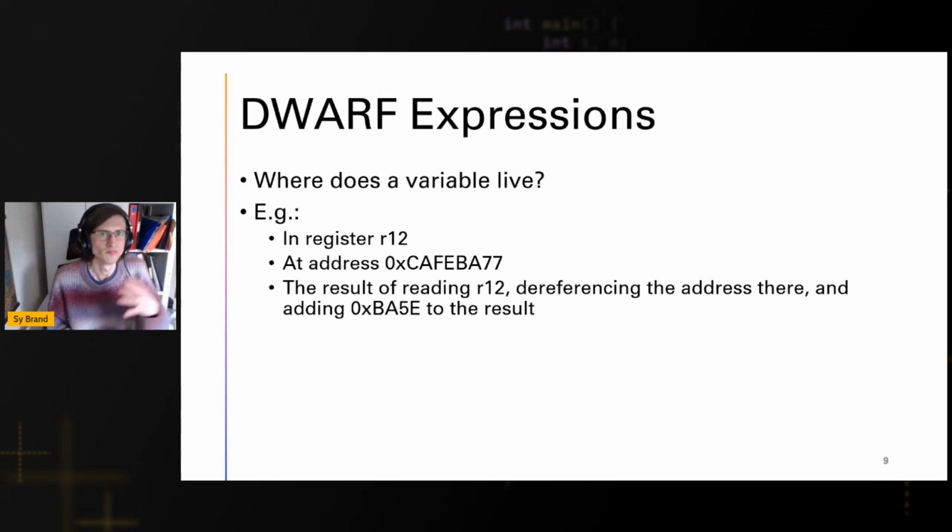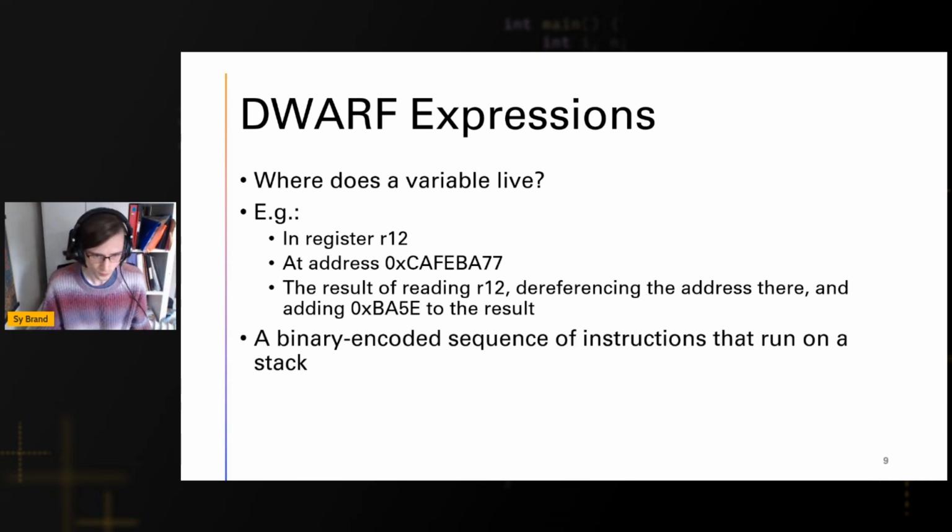And this can be in a number of different places, right? It could be in a register, could be at some address in memory, but it could also be a bit more convoluted, like reading a register, dereferencing the address that's there and then adding some offset to the result, for example. And it could be even more complicated. Different parts of the data can be stored in different locations. So DWARF expressions can be quite complex, and they support expressing these complex locations. DWARF expressions are a binary encoded sequence of instructions that run on a stack.